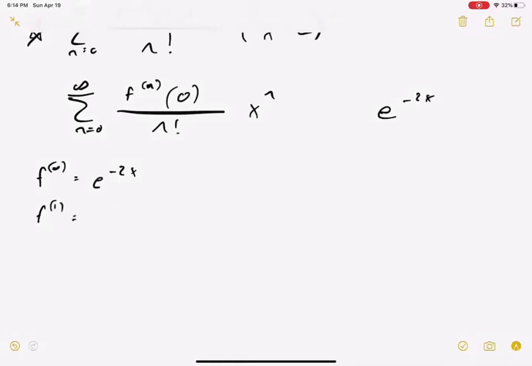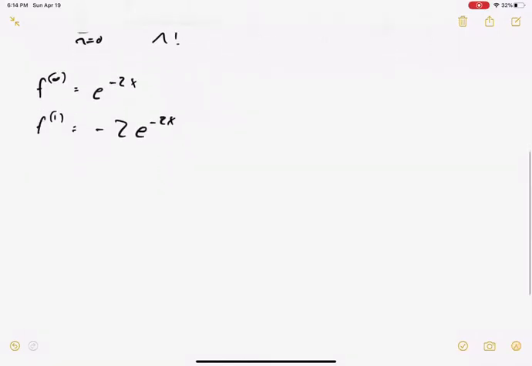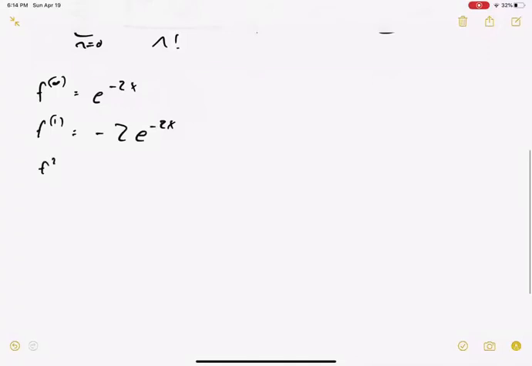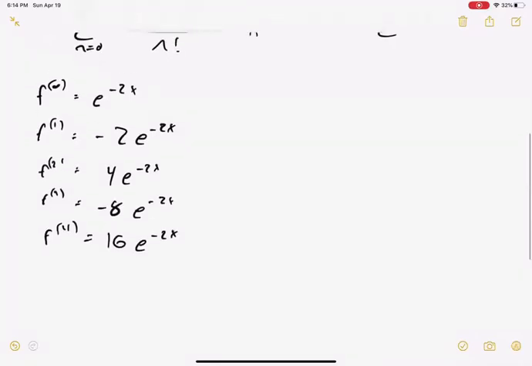Okay, so first derivative. What's the first derivative? Negative 2e to the negative 2x. What's the second derivative? Positive 4e to the negative 2x. Third derivative. Negative 8e to the negative 2x. Fourth derivative. Positive 16e to the negative 2x. Okay, so maybe this is enough to spot a pattern.